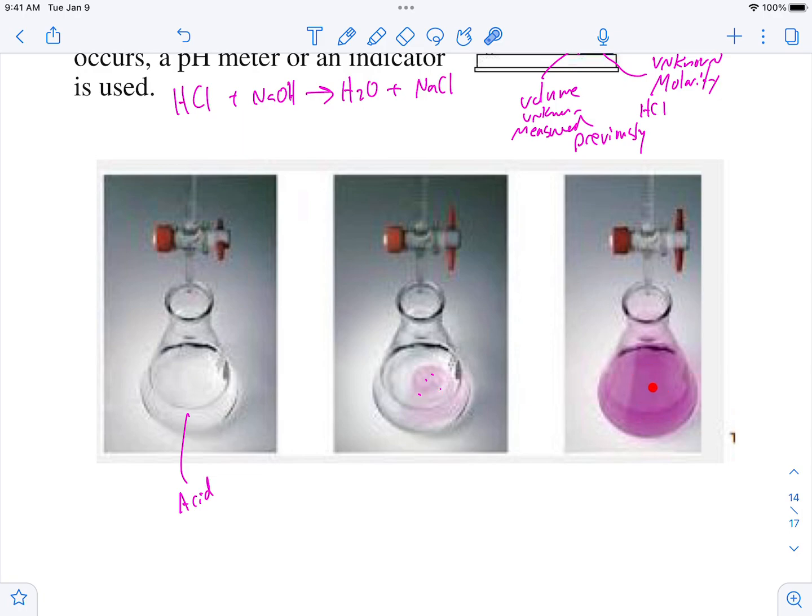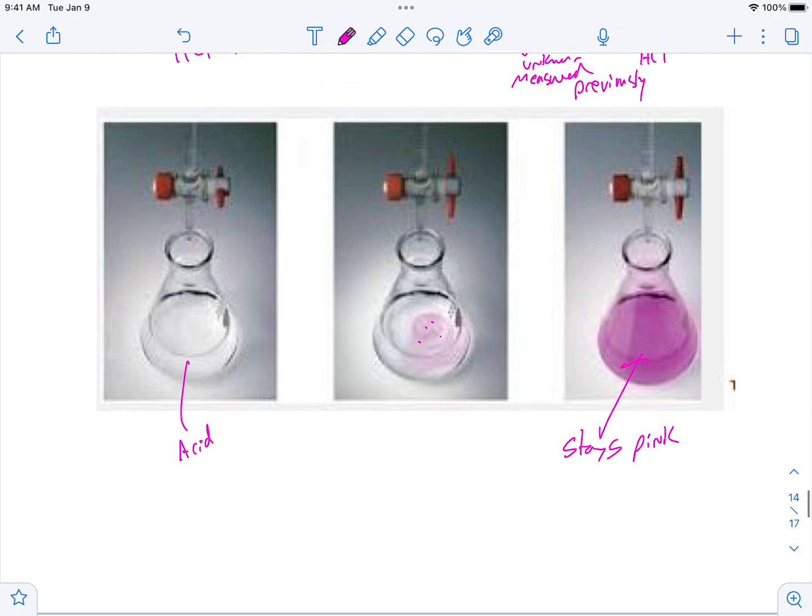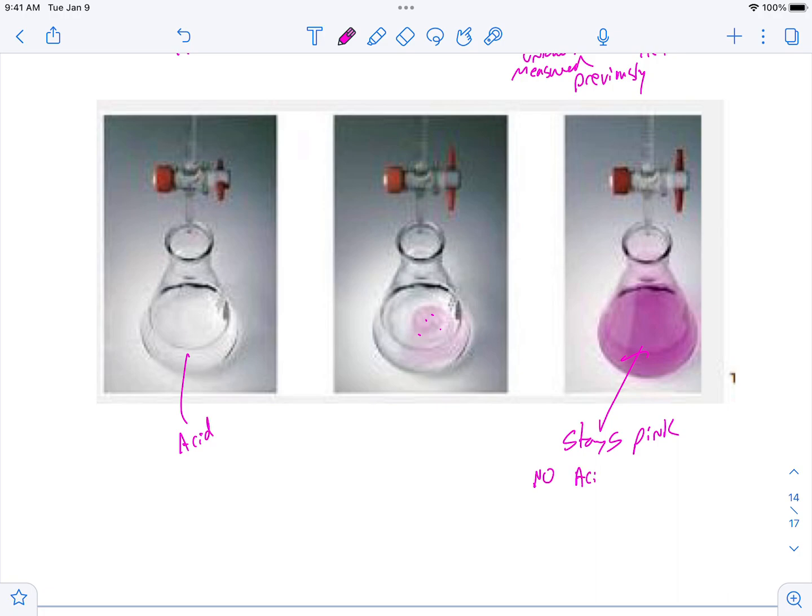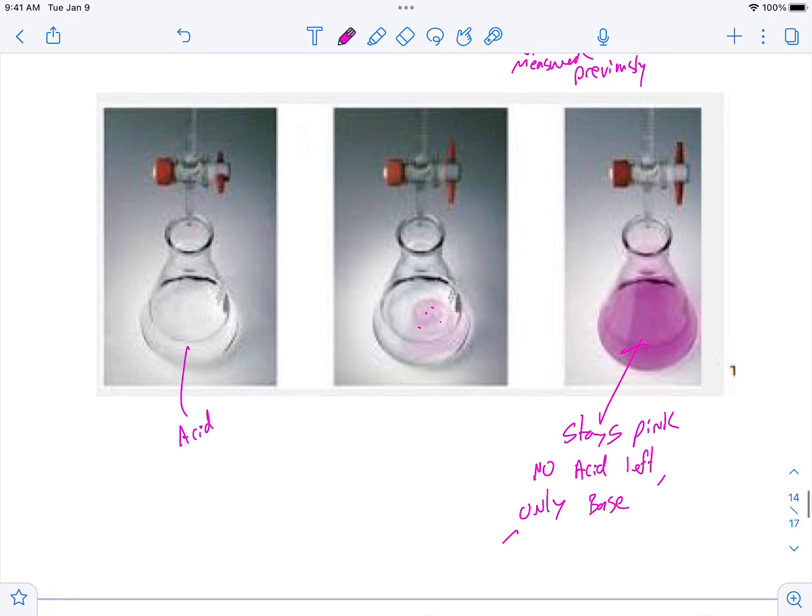When the solution is no longer clear, meaning when it stays pink, that means no acid is left, only base. And that's when you stop the reaction, once it's permanently pink. So we are using an indicator to tell us when to stop adding solution from the burette. It's pretty handy, right? It's either clear or it's pink. Once you see it stay pink, you're done. And then we'll record our measurements, and then we'll do another trial. We'll do this a couple of times, and we'll take an average of the trials. Okay?